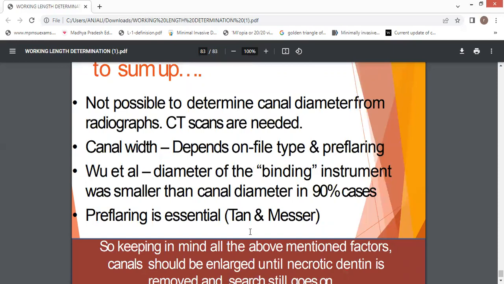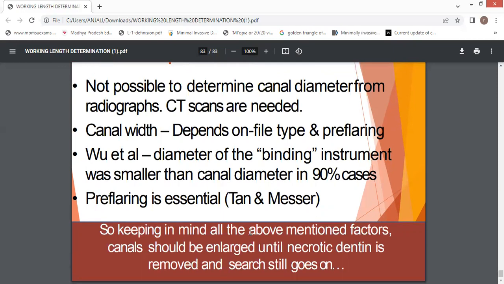CT scans are needed. Canal width depends on file type and reflaring. Yu et al.: the diameter of the binding instrument was smaller than the canal diameter in 90% of cases. Reflaring is essential. So, keeping in mind all the above mentioned factors, canals should be enlarged until necrotic dentine is removed, and the search still goes on. Thank you.